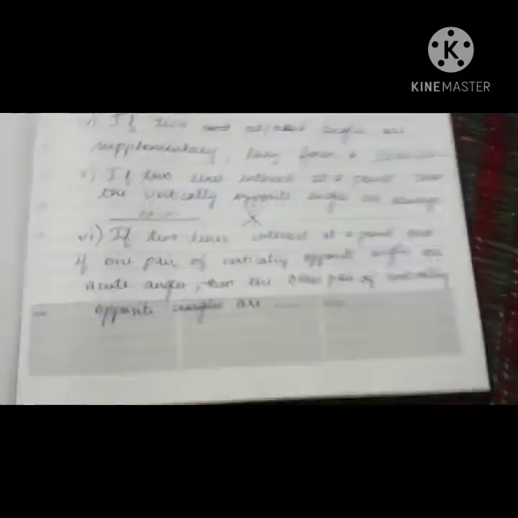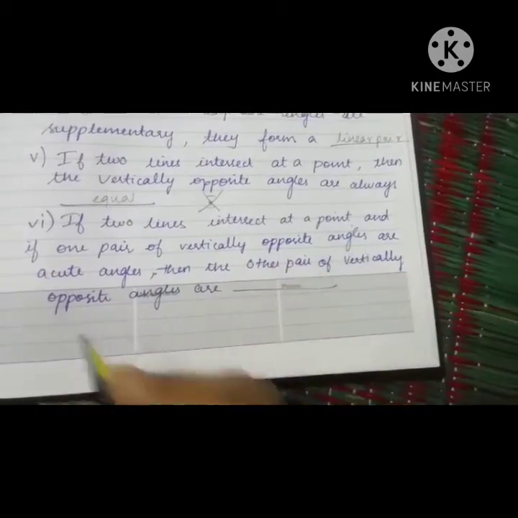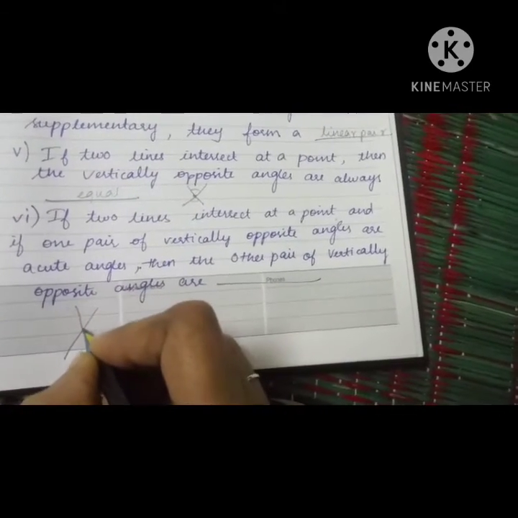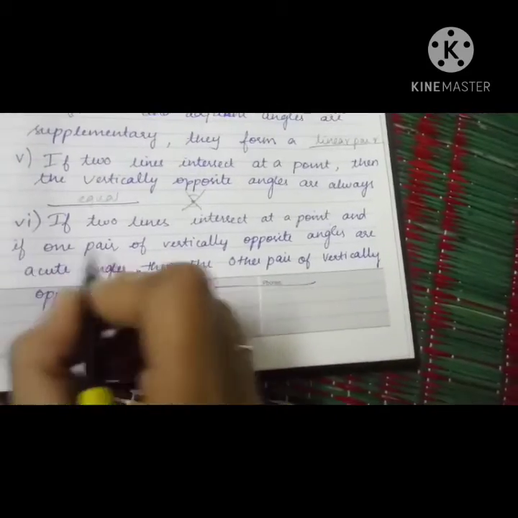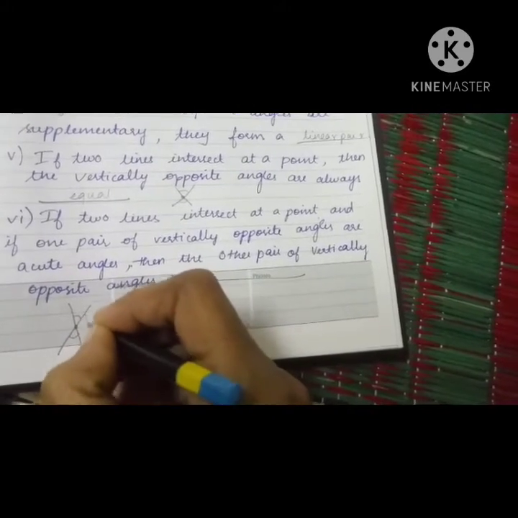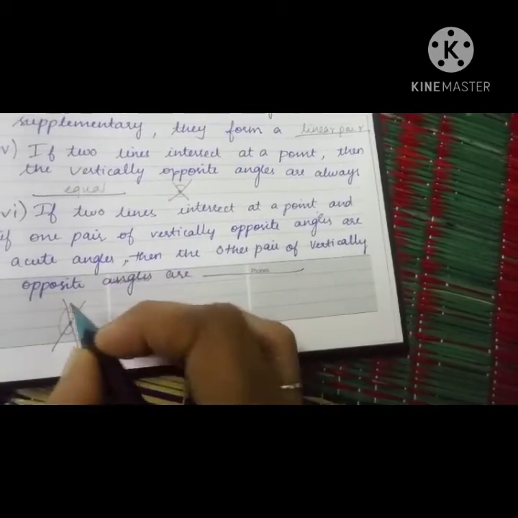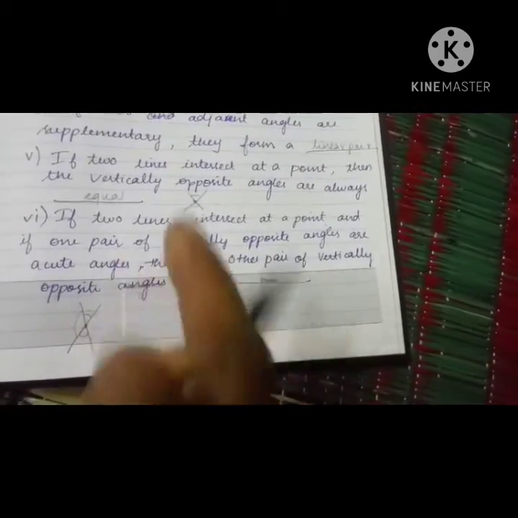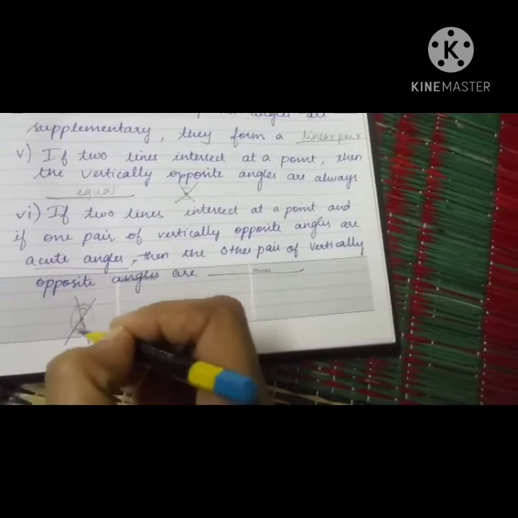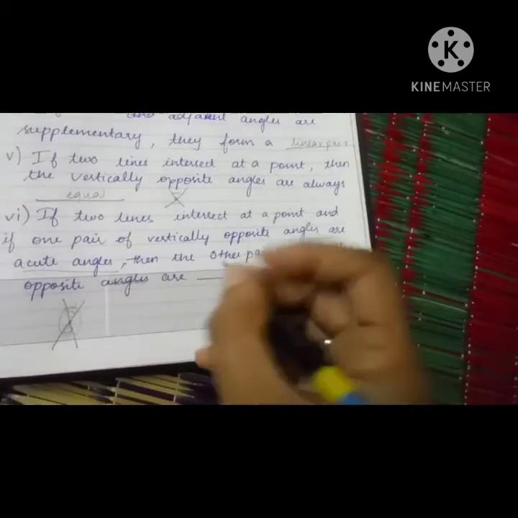Okay. Next, fourth subdivision, fourth problem. If two lines intersect at a point, listen, if this is the case, and one pair of vertically opposite angles, this is one pair and this is the other pair, is acute, acute angle means what? Less than 90 degrees. So these two angles are less than 90 degrees, correct? So if one pair of vertically opposite angles is acute, the other pair will be obtuse.